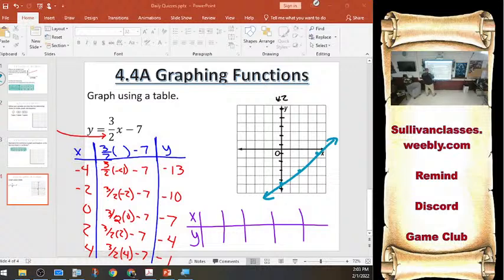I'm guessing none of us went down here. -2, -10, 0, -7, 2, 4, 6, or -4, -1, 2. Okay, you should have some of those points. At least 2 of those points. Now, granted, you shouldn't have only done 2 points in your table, but at least 2 of those points should be somewhere on your table.